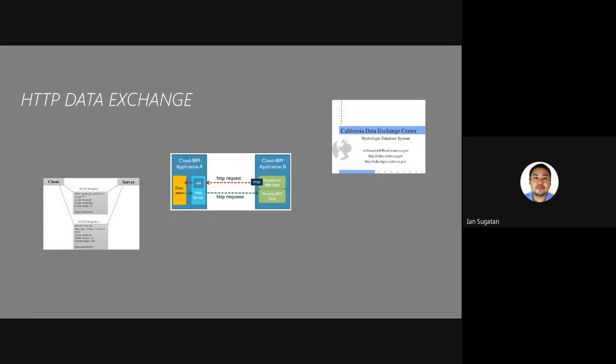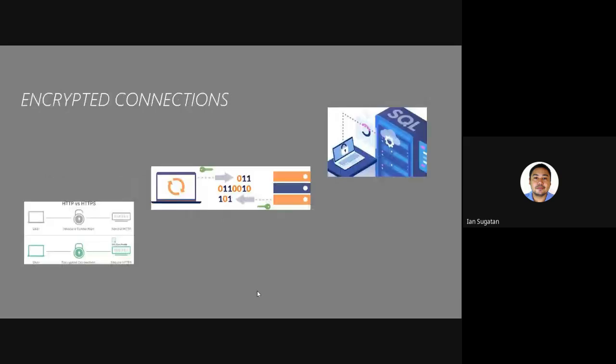Okay, going to our next topic, which is about encrypted connections. For encrypted connections, this is the most popular way of establishing an encrypted HTTP connection, mostly through HTTPS. So, take note: how are you going to identify a secure network or a secure internet?